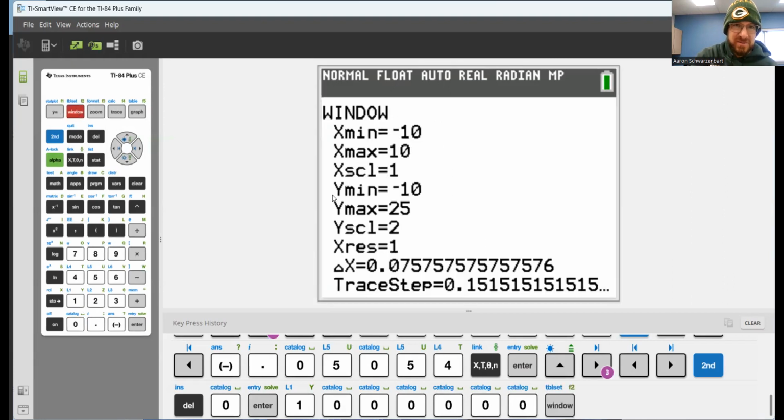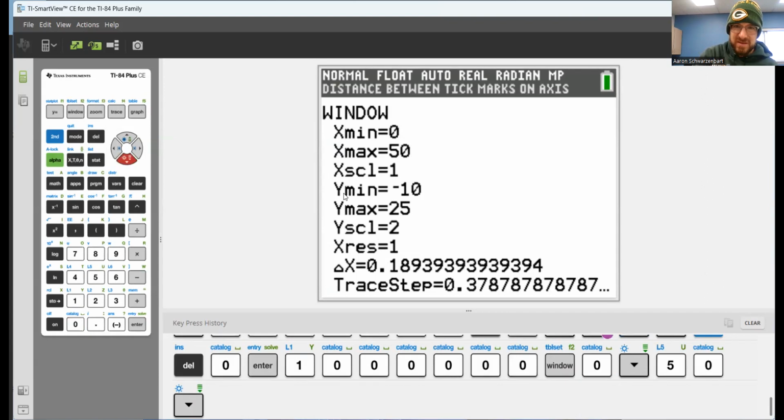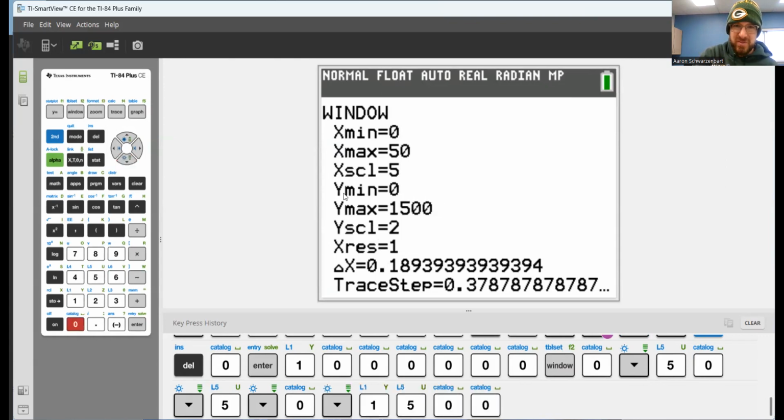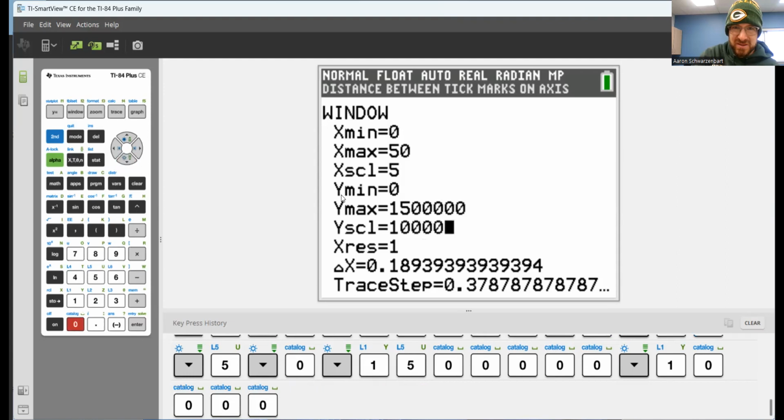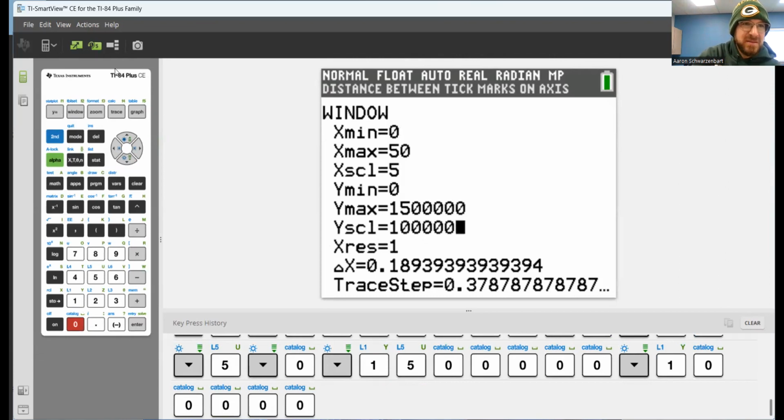This is going to take me adjusting my window. Probably don't need any negatives. I probably want more than 10. Let's look at maybe 50, so I'm going to do 1/10 of that for the scale. I need to be more than 1,000,000. In fact, I want to be more than that 1.3 million, so I'm going to go 1.5 million, and I'll just set this as 100,000. And now I'll graph.